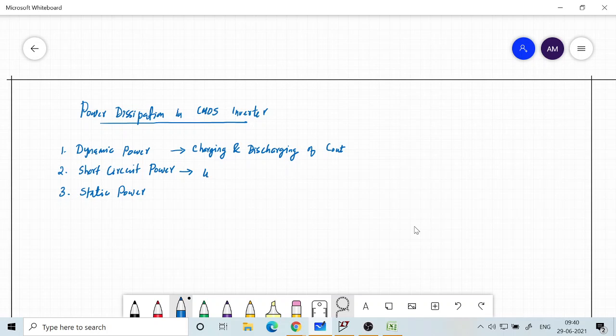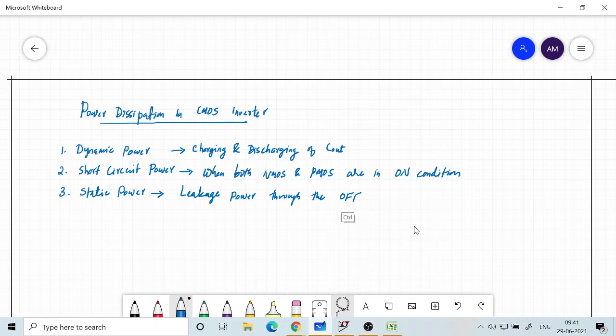So I can say when both NMOS and PMOS are in on condition, that's only for a short period of time. And the last is basically leakage power through the transistor in off condition.